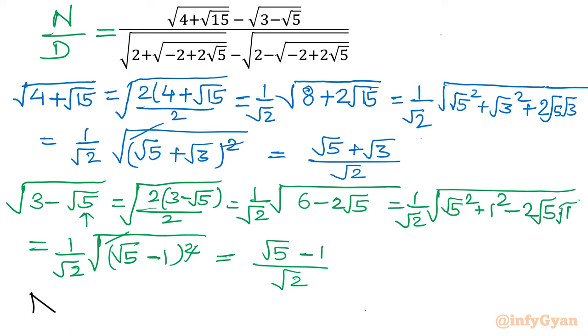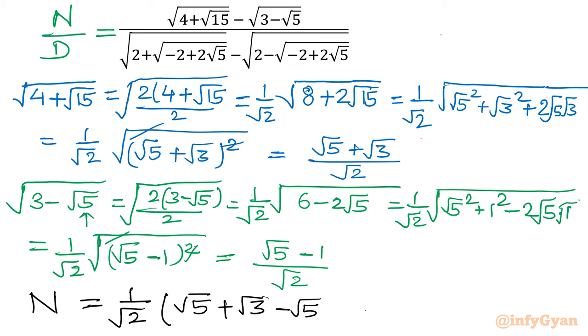Now turn to simplifying the complete numerator. So let me write n is equal to, in between there is a minus sign, 1 over root 2 in bracket root 5 plus root 3 minus root 5 plus 1. So in totality, this term I will cancel. What is left? Root 3 plus 1 divided by root 2. Numerator is done. Now let's consider the denominator.